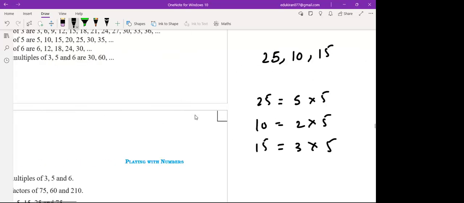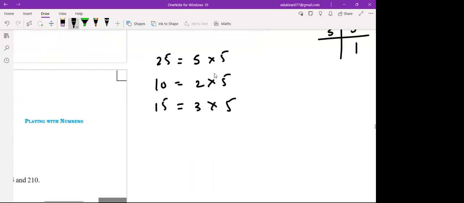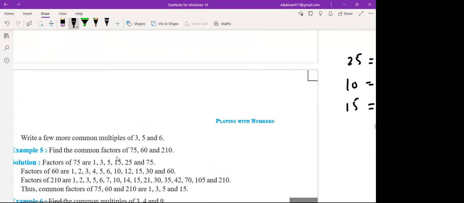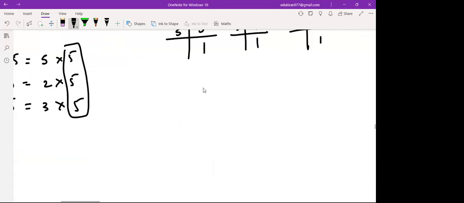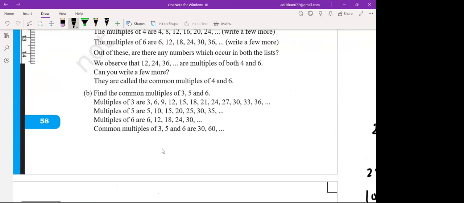Right? Now, whenever you have to find something common, first of all, if they ask you what is common, then of course you can say this 5 is common here. But in case I ask you what the common factors are, at that time, what you need to do is first find the factors. I think I have already taught you how to find the factors. Yes?